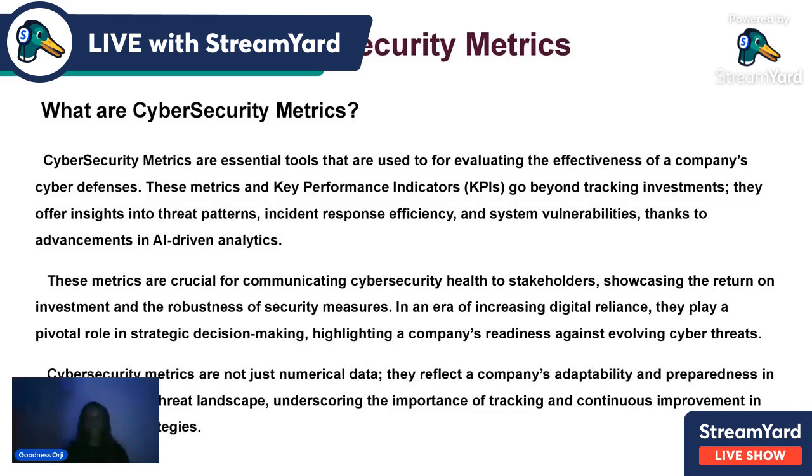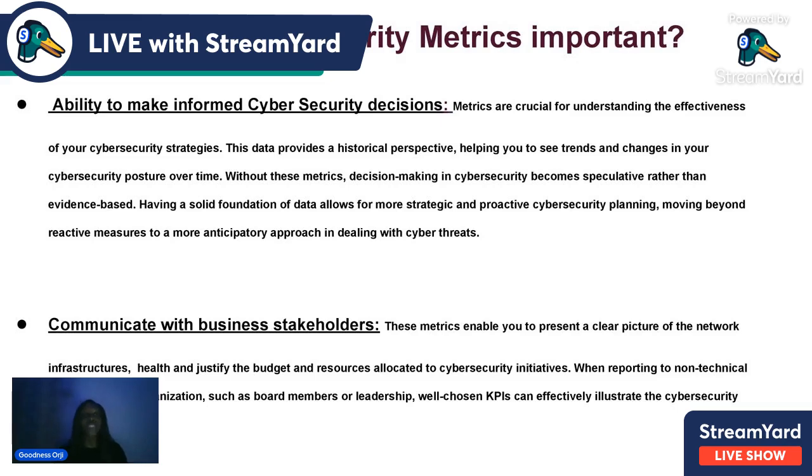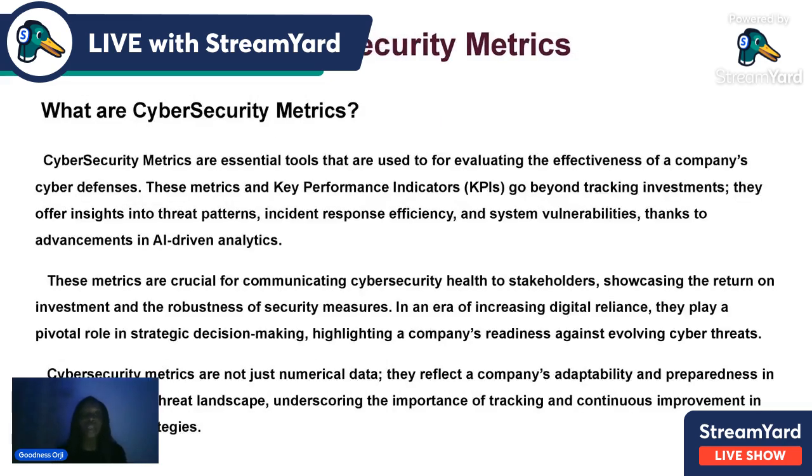For instance, we have different types of metrics. We have the mean time to detect, mean time to resolve. That just helps to give an overview: our detection time, how fast do we detect an incident? Let's say something happens. How fast are we able to detect it and start working on containment? So metrics are tools that help to evaluate the effectiveness of a company's cyber defense.